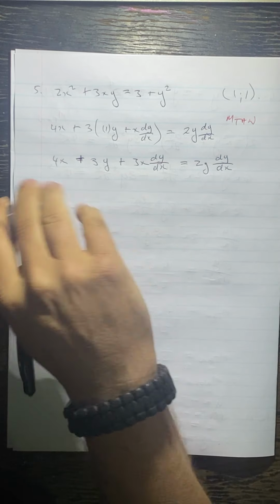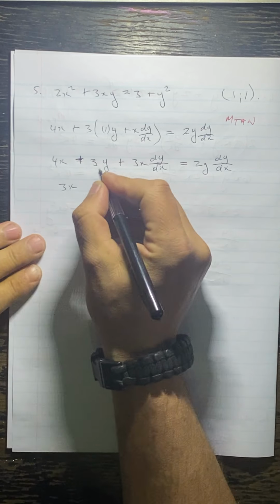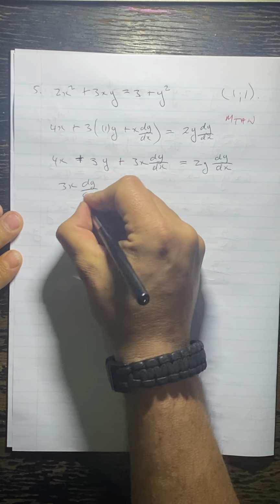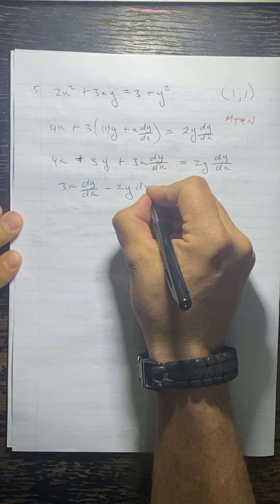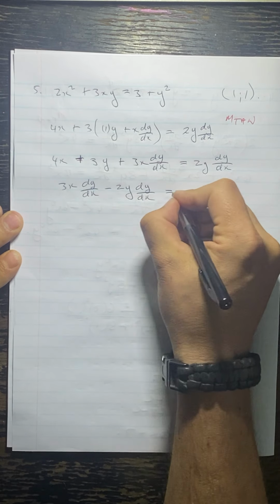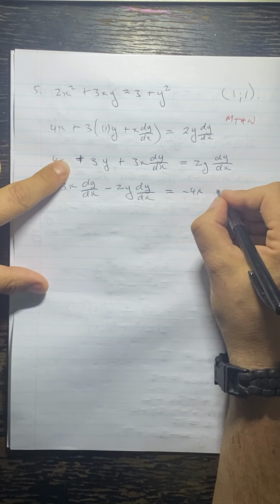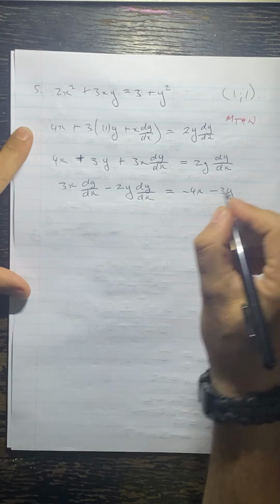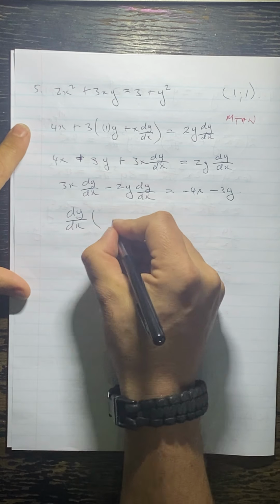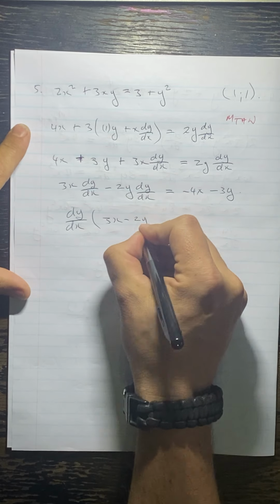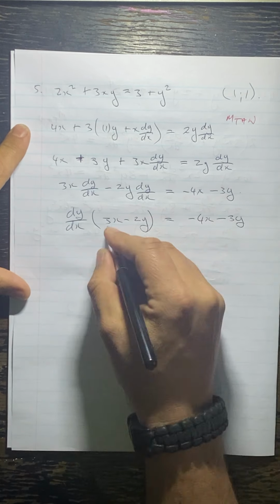Okay, dy dx is to this side, everything else to that side. So 3x dy dx minus 2y dy dx is equal to minus 4x minus 3y. Take out the common factor. And then divide through.